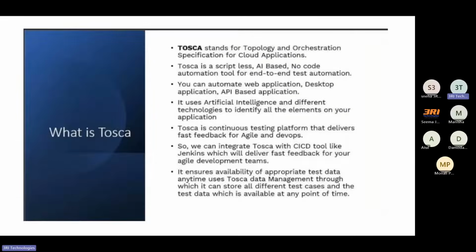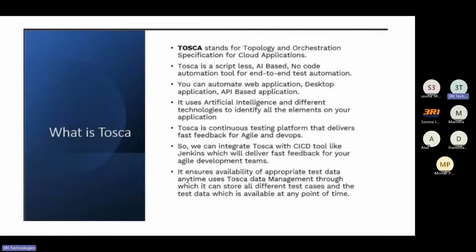Tosca stands for Topological Orchestration Specification for Cloud Applications. So we have a definition of this, and Tosca is a scriptless tool. You don't have to learn any programming language as a prerequisite. If you want to go with Selenium, Protractor, Puppeteer, or any automation tool, then first you have to go with a language, which can be Java, JavaScript, Python, or any other. For this one, there is no prerequisite, so you don't have to learn any automation scripting.